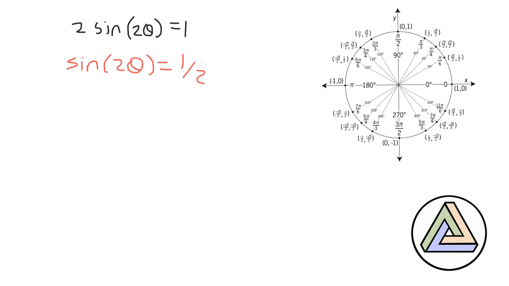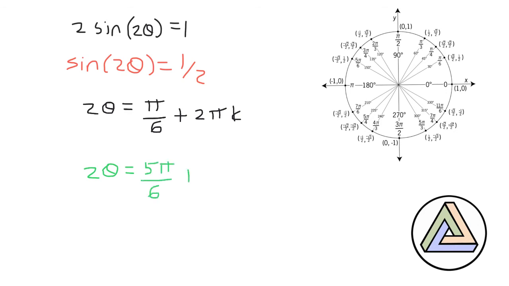All right. Now, we could therefore write the following. We could say 2 theta definitely equals pi over 6. And since we're looking for all solutions, at least at first, that's going to be plus 2 pi k. We also know that 2 times theta is going to equal 5 pi over 6 plus 2 pi k.